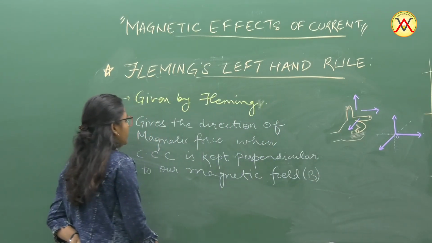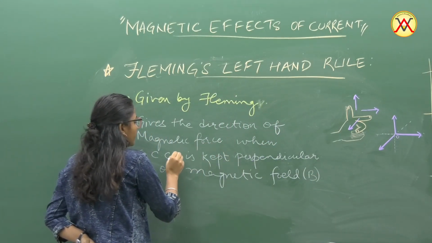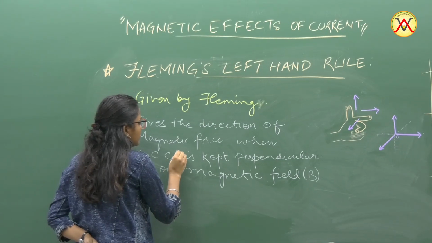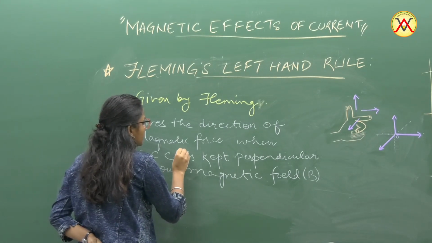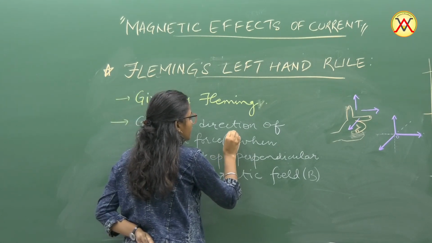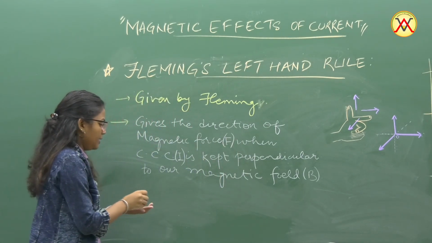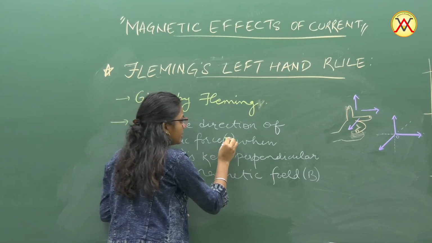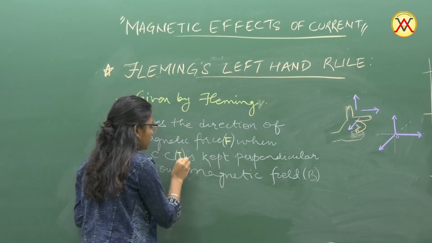Let our magnetic field be B. Whenever we speak of a current carrying conductor, let us talk about only the total current. Magnetic force is noted by capital F. Let us write it down with different colored chalk.